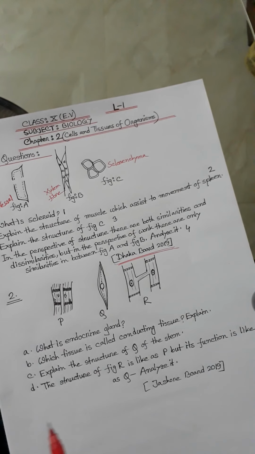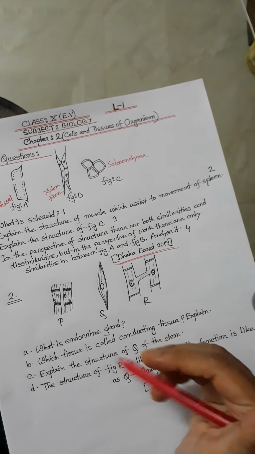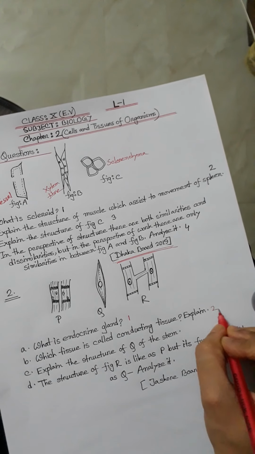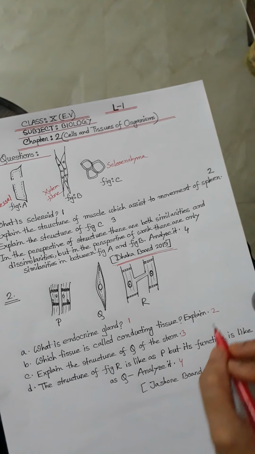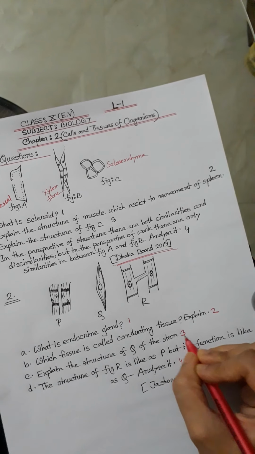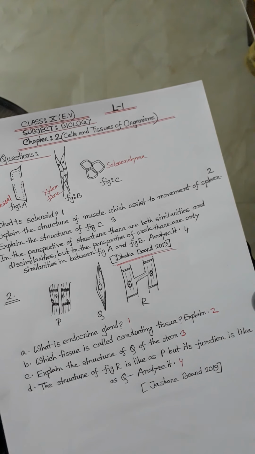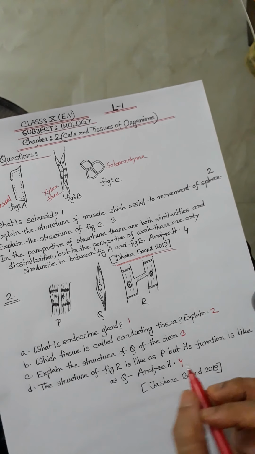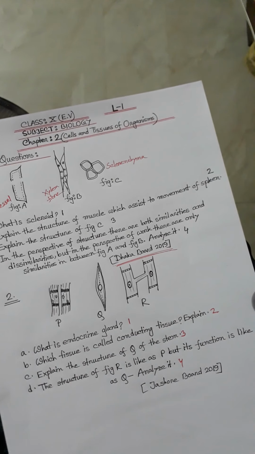First question: what is an endocrine gland? The gland which has no separate ducts. The glands which have no separate ducts to transport hormones are called endocrine glands.